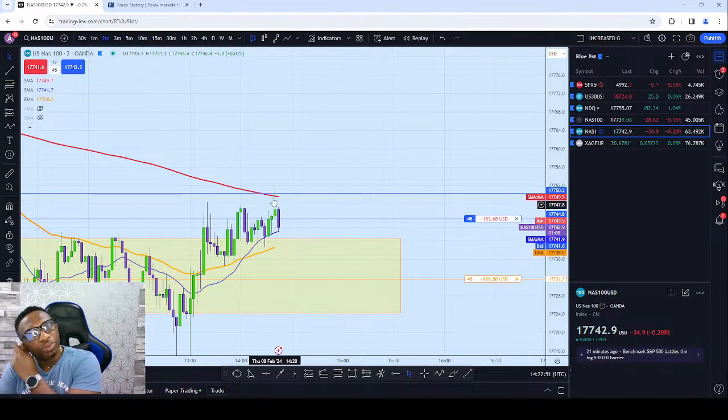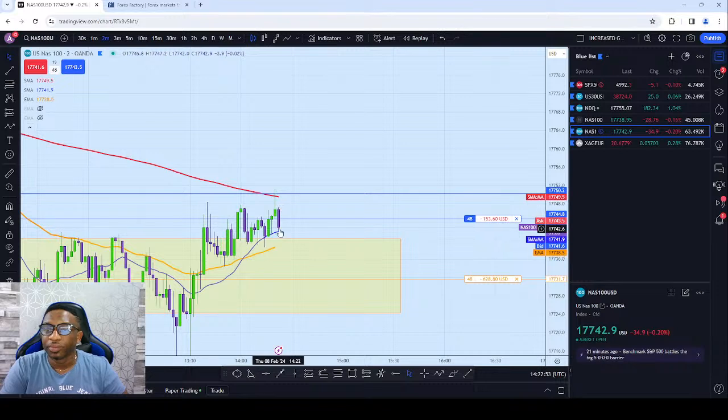So it happens to be a very strong area of resistance. Price is struggling to push through, which I believe once the US market opens, it will have its way to do what it wants to do. If it wants to go up, it will just push up from there.